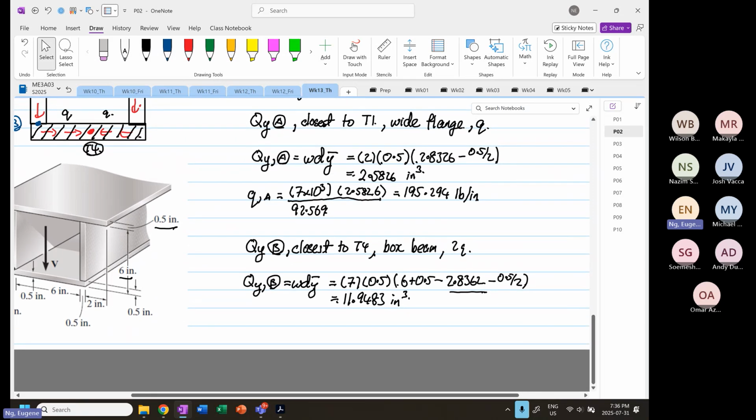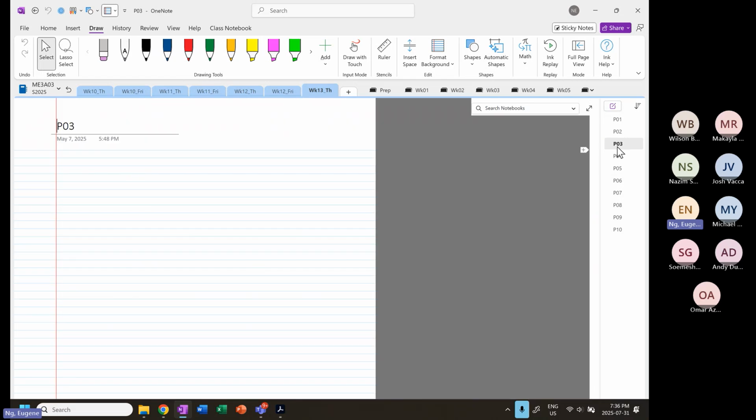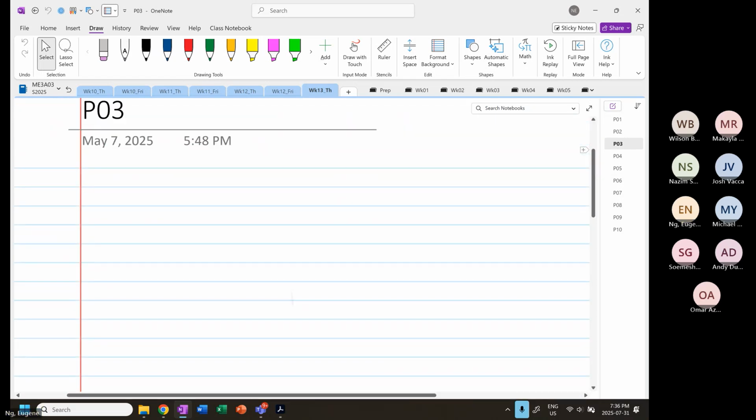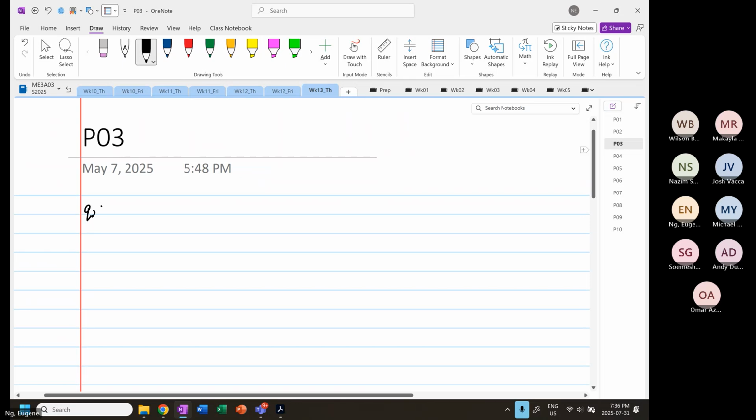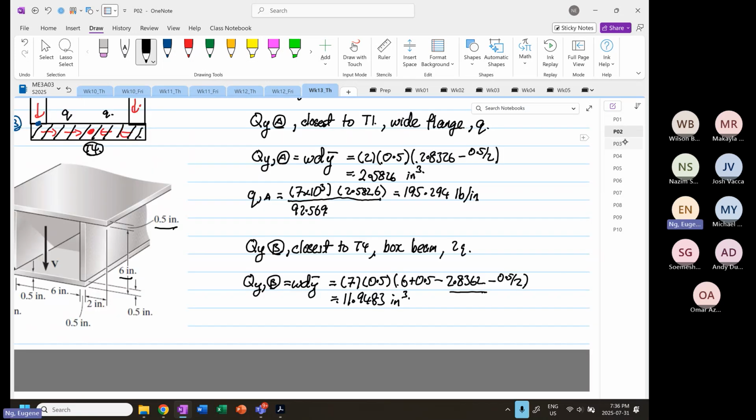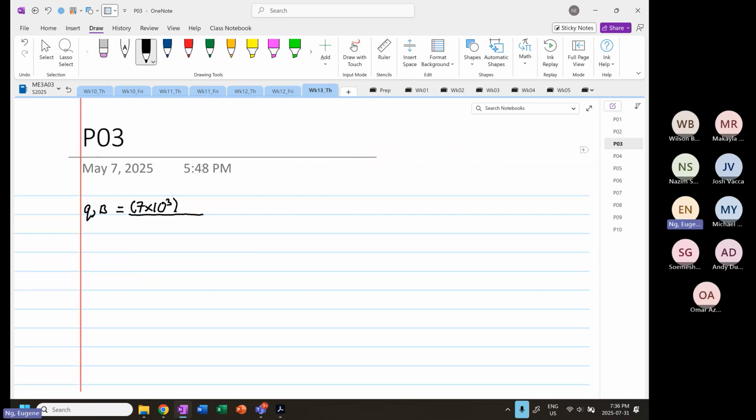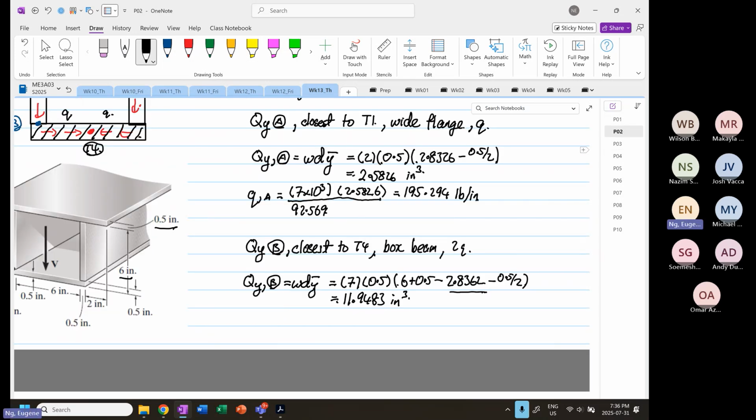So for this case, I'm going to carry on the next page. So I just need 92.569. So Q at B is equal to 7 times 10 to the power 3 divided by 92.569, and then times 11.9483.